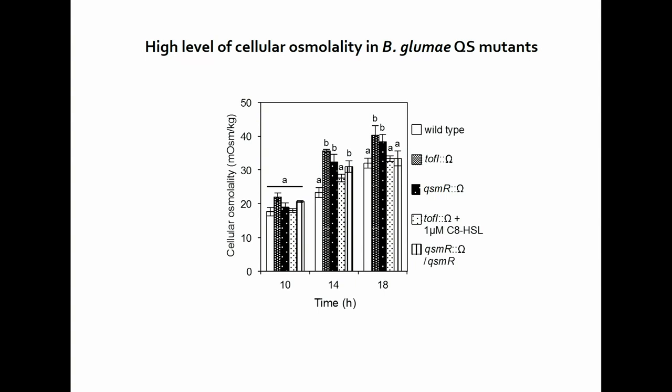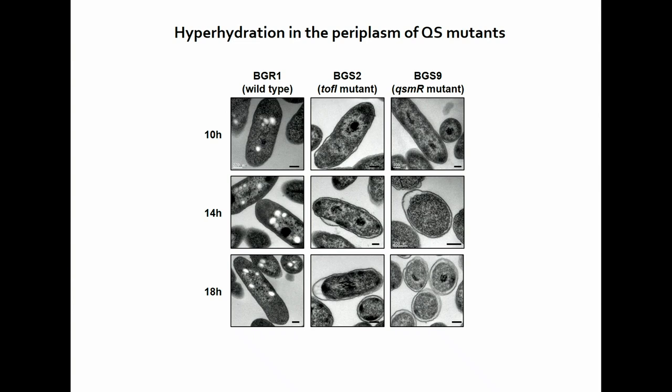Okay, so if the quorum sensing mutant takes up a lot of glutamate, there should be some problems in cellular osmolality. So we measured the cellular osmolality at different time intervals. After 14 hours, we see huge differences in osmolality. These two are quorum sensing mutants. So if there is huge cellular osmolarity, something should happen to the cell. So we harvested the cells, cross-sectioned them, and looked at the inside of the cell under the electron microscope. You see lots of hyperhydration here.